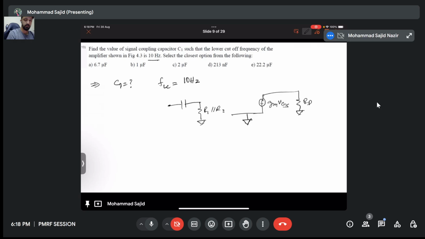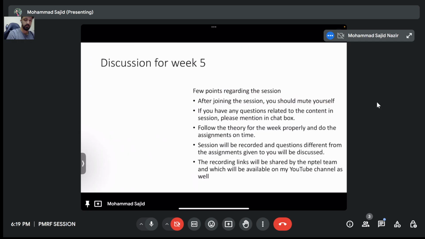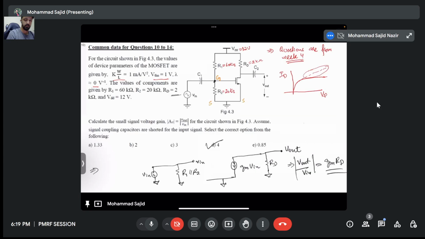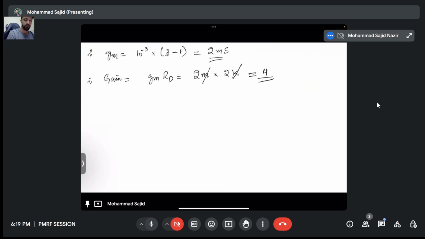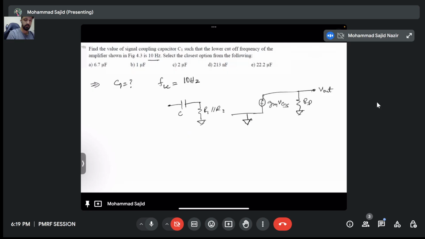When you have to find the cutoff frequencies, just remember that cutoff frequencies are attached to the particular capacitors. Here, for example, to find the lower cutoff frequency, which is given by capacitor C1, we need to short the output capacitance. So I have shorted here the output capacitance, that's why it's V out here, and I will only use C1 to get the frequency response.